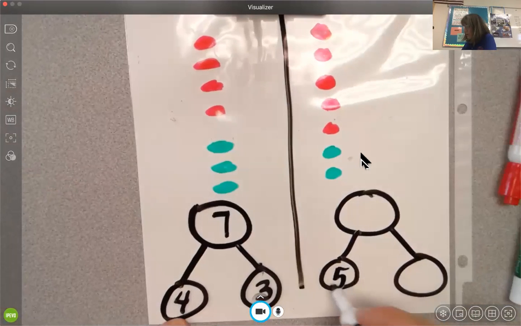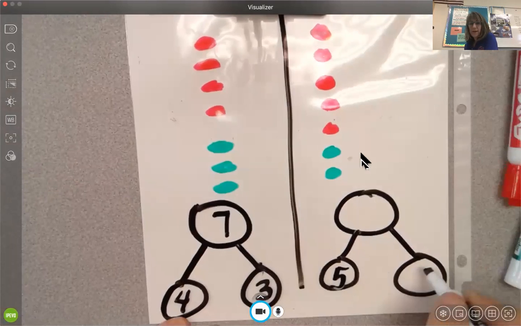He has 2 green cars. Do we have to count all of them again? No, just say 5 and count on. Here we go. 5, 6, 7.